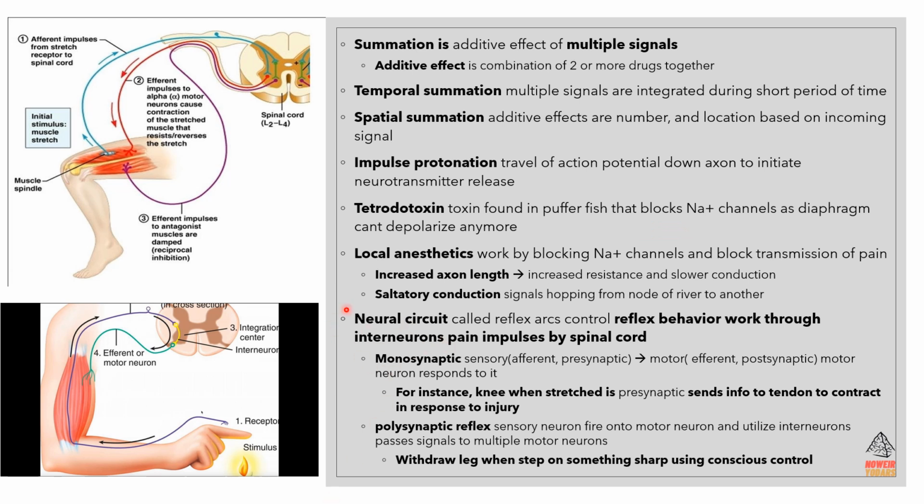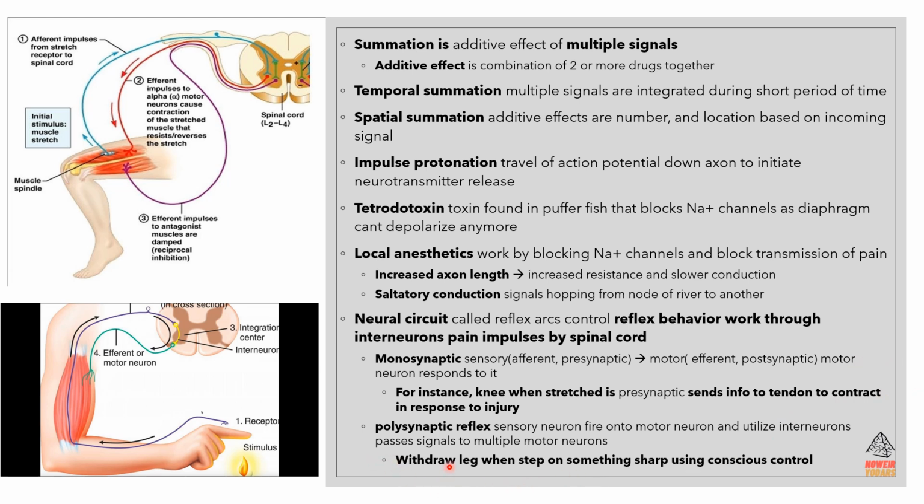Neural circuits, we'll be talking about that next, are called reflex arcs, and they control reflex behaviors through interneurons, with pain impulses going through the spinal cord. So the spinal cord controls the reflex arcs. You've got two types. You've got monosynaptic. What is monosynaptic? Monosynaptic starts with a sensory afferent presynaptic neuron, and then it sends info to the motor efferent postsynaptic motor neuron, which responds to it. So basically, when the knee is stretched, the presynaptic neuron sends information to the tendons to contract in response to injury. So basically, it's unconsciously doing that, all right? So monosynaptic: sensory afferent presynaptic, and then it sends information to the motor efferent postsynaptic.